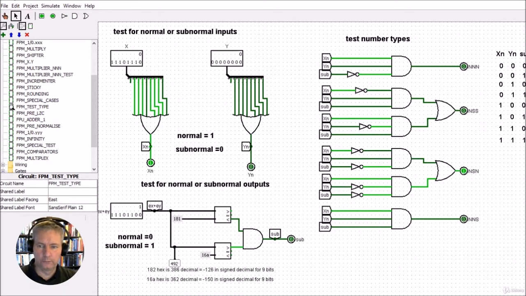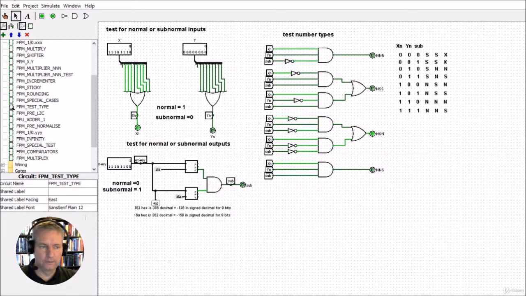So I've written out a little truth table. If I zoom out, you'll be able to see it. So there's a little truth table here, and we've got our 3 inputs. We've got our xn, yn, and we've got our output, which is our sub. So that's these here. We can write these out, and I've just put all the combinations. So we've got 8 different combinations, and I just wrote down what the combinations mean.